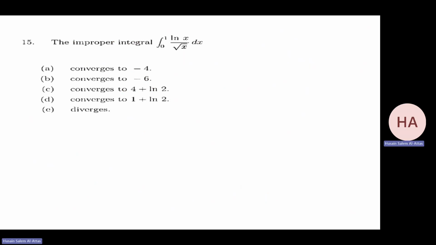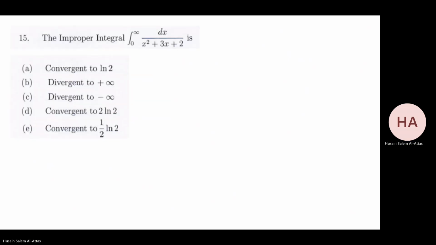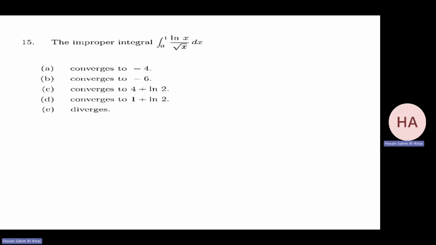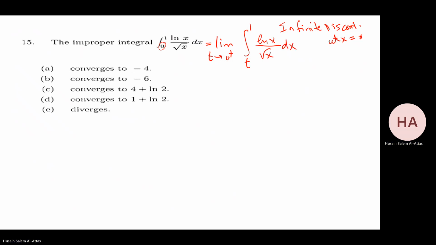This improper integral, the same idea. I have a problem with what? With the 0. So I have an infinite discontinuity at x equals 0. So this one will be the limit as t goes to 0 from the right of the integral from t to 1 of ln x over square root of x dx. Yeah, this integral needs some work. It will be x to the power minus half times ln x dx.